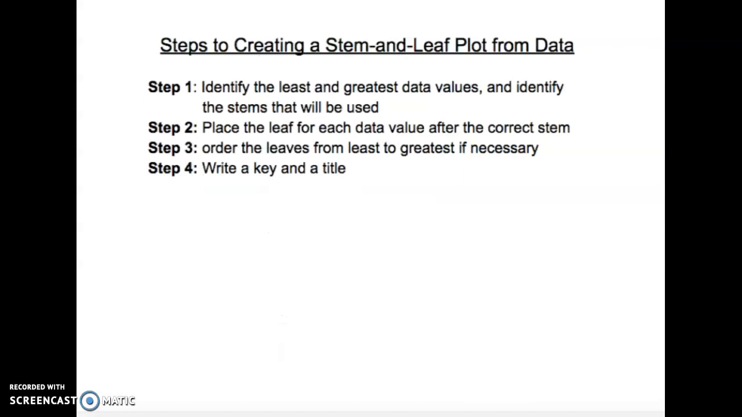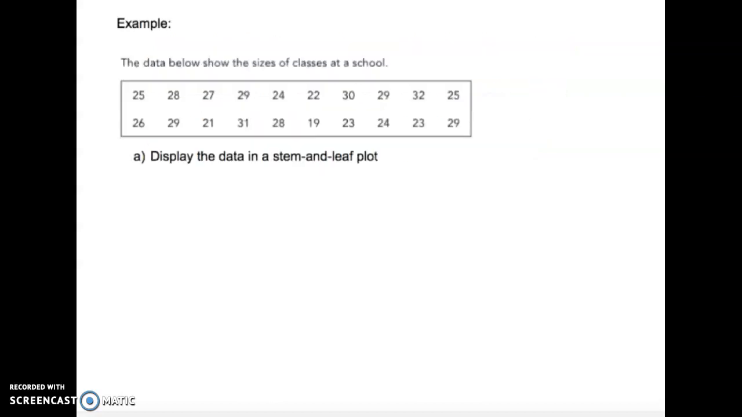Steps to creating a stem and leaf plot if we're given a set of data. First, you're going to identify the least and the greatest data values, so you're able to identify the stems that you will be using. And then step 2, you're going to place the leaf for each data value after the correct stem. Make sure the leaves are always in order from least to greatest, and then write your title and your key. So let's actually do an example together.